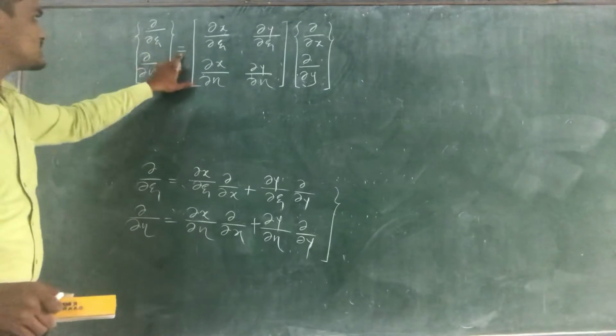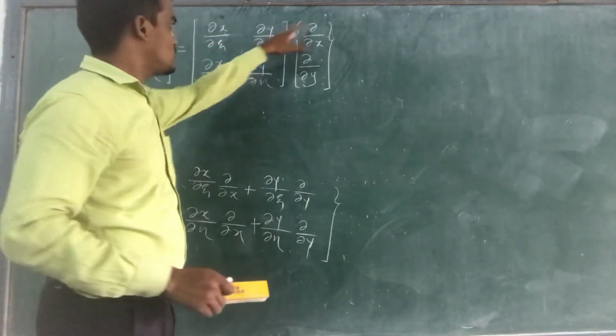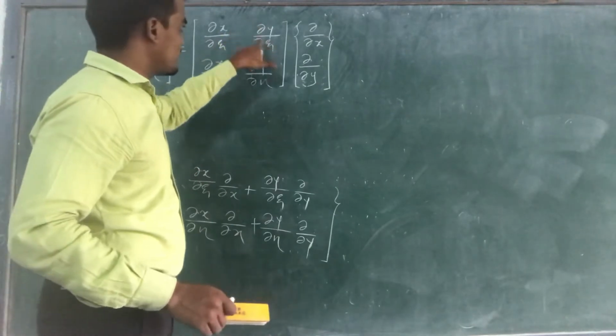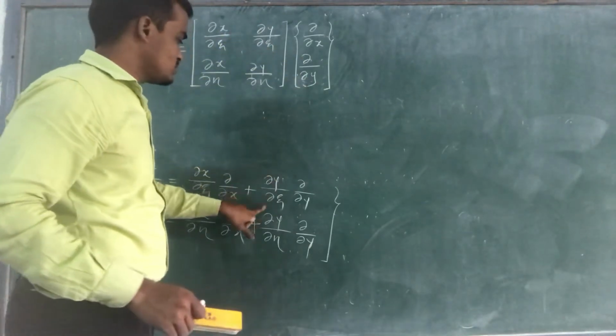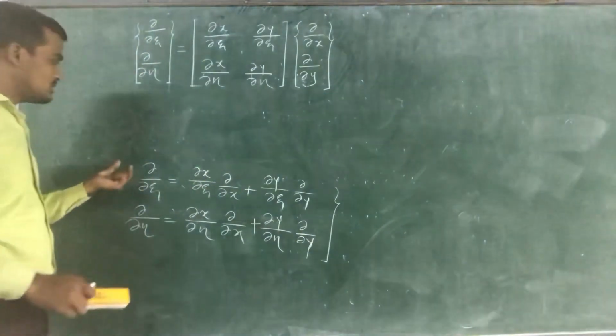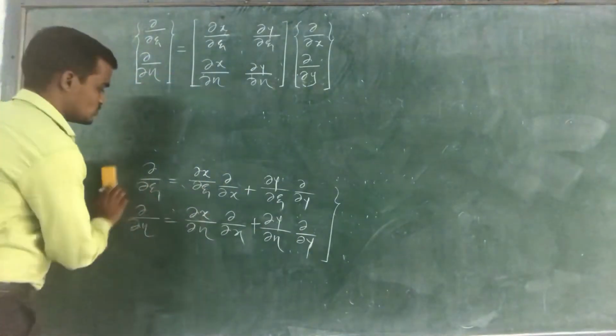So ∂/∂ζ is equal to ∂x/∂ζ into ∂/∂x plus ∂y/∂ζ into ∂/∂y. Okay. So in this way, you will get the matrix equation from these two equations.